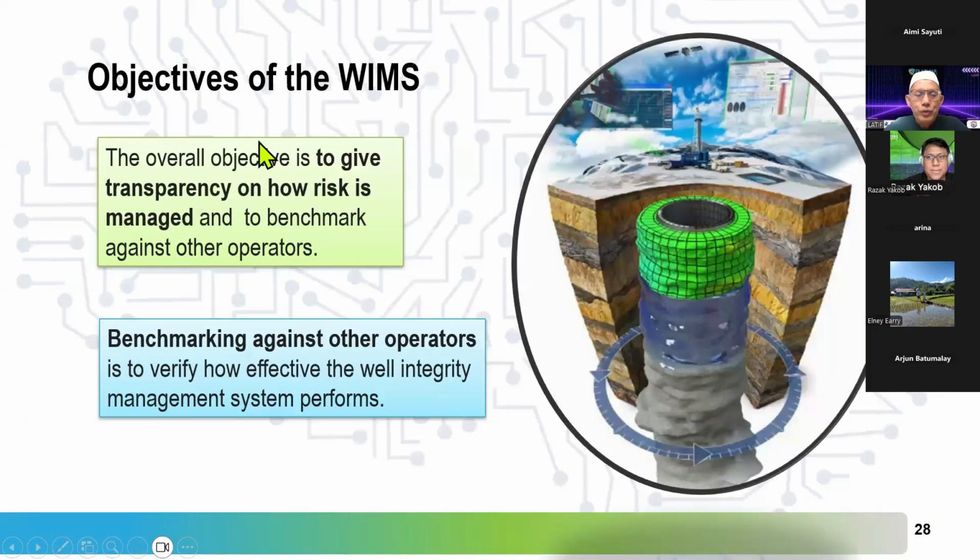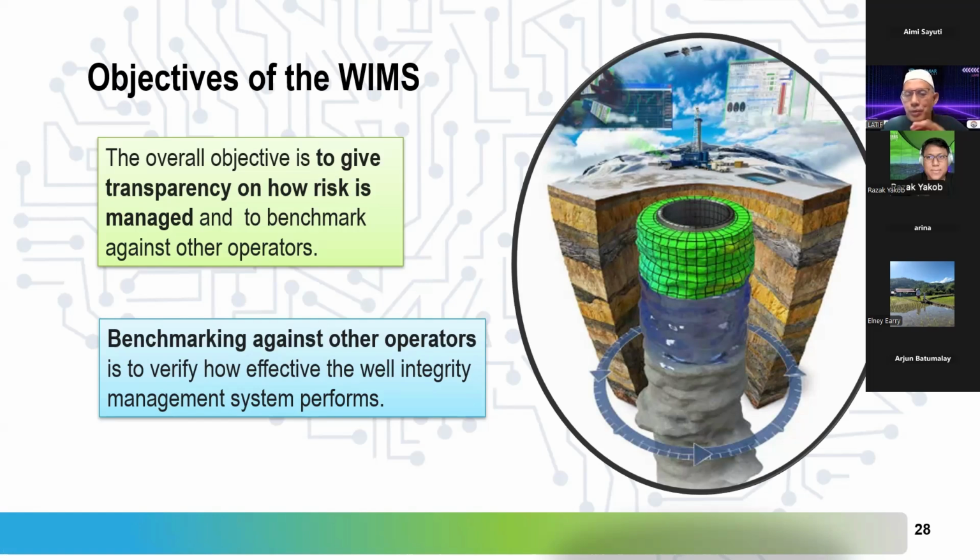So set up WIMS. Objective of the WIMS, normally you know that is to give transparency of how risk is managed and to benchmark against other operators. So the moment you have the WIMS system, normally they have a consortium of users. So the original company that sells you the WIMS will coordinate a meeting with other operators. So you try to share how each operator managed to fully utilize the system and what the tricks are and the guidelines that had to be changed or improved.